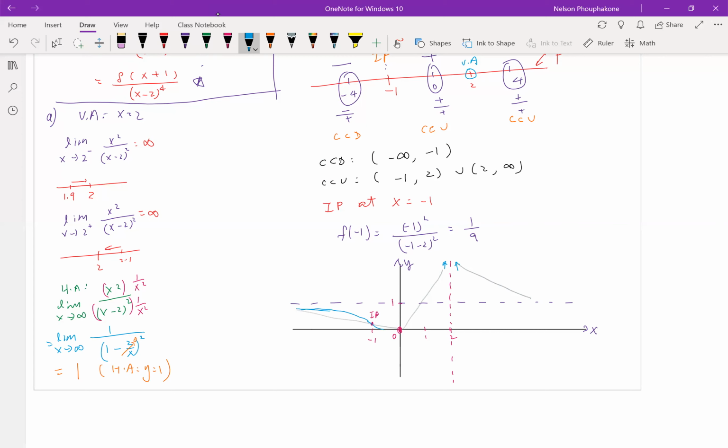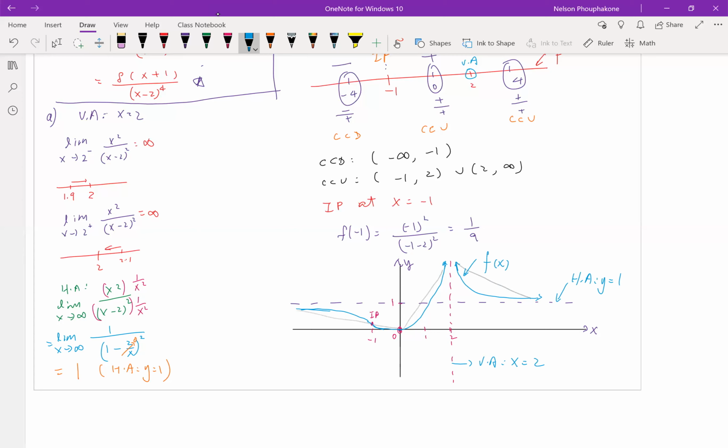Concave down, and then concave up, and then there's concave up. So this is what we have now. This is my function f, with my horizontal asymptote y equal to 1 and my vertical asymptote x equal to 2.